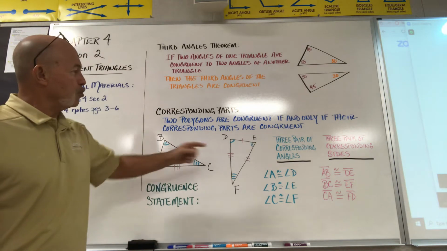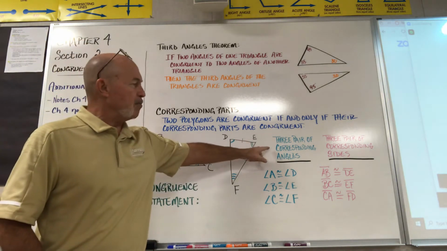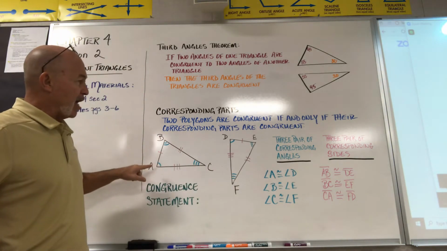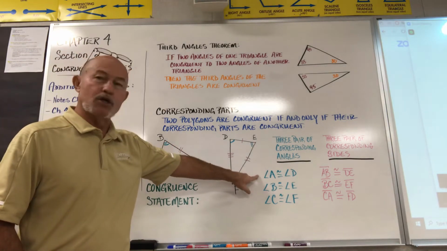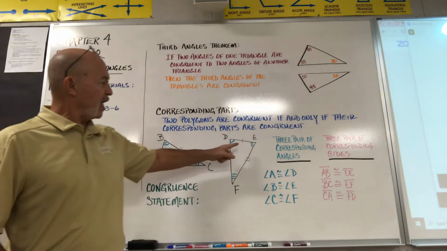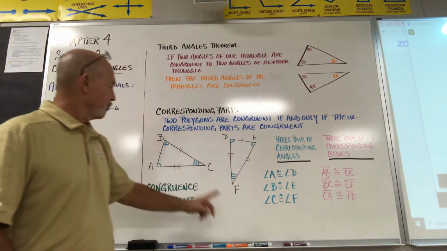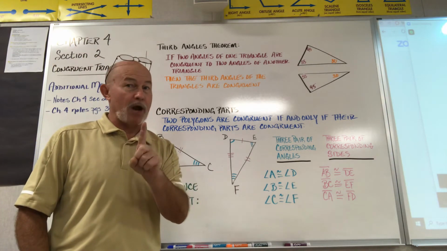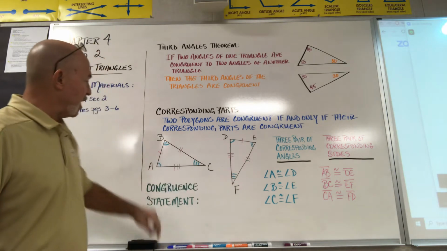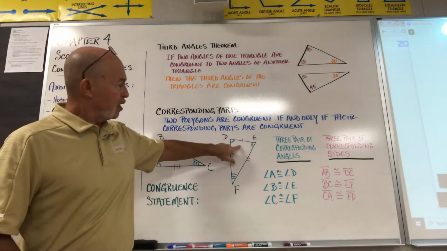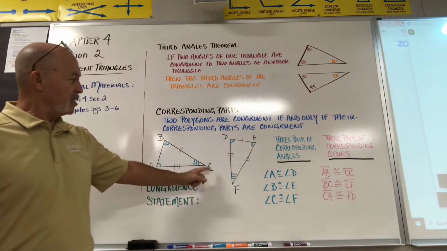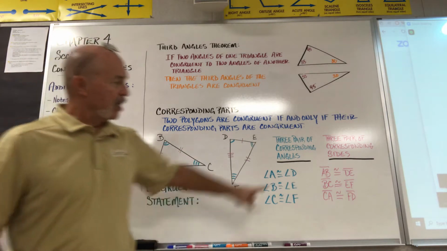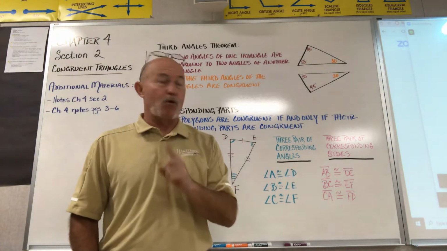Okay? If I have two triangles, I have 3 pair of corresponding angles. So if these are congruent triangles, and I'm finding out that angle A and angle D are congruent, angle B and angle E are congruent, angle C and angle F are congruent. Yes, we have to match them properly. Same is true with the sides. AB is congruent to DE. BC is congruent to EF. CA is congruent to FD. Yes, I'm putting the letters in the proper order.